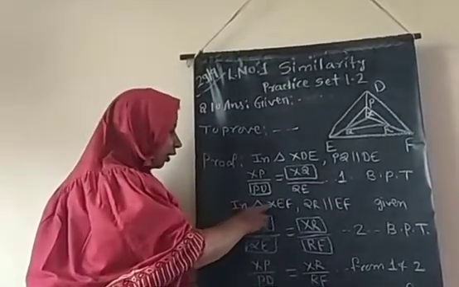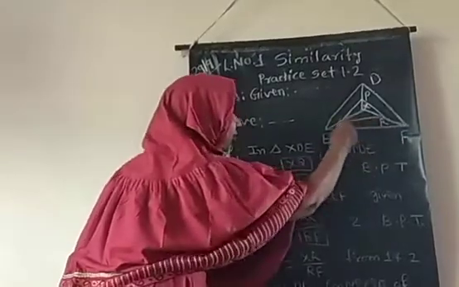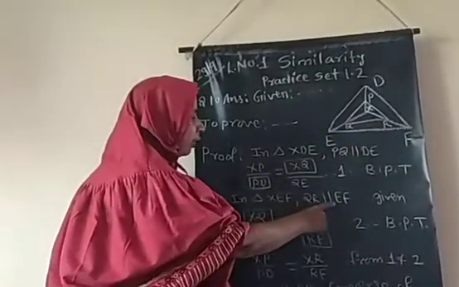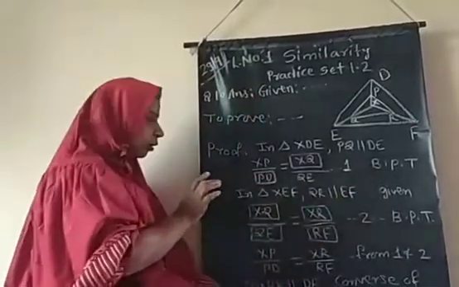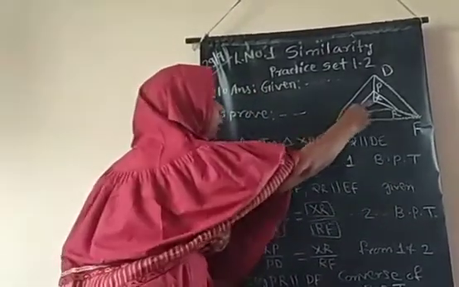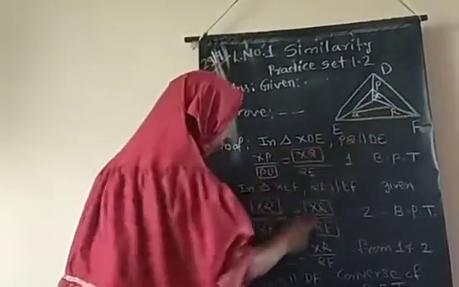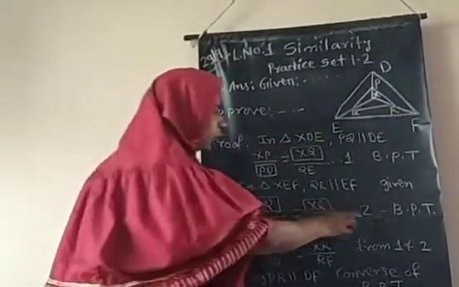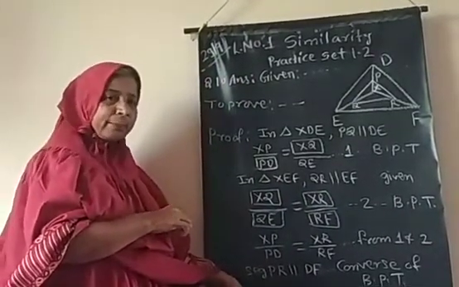Now consider another triangle XEF. In this triangle also QR is given parallel to EF. So the reason is given. XQ upon QE is equal to XR upon RF, equation number 2, and again these ratios are because of the basic proportionality theorem.